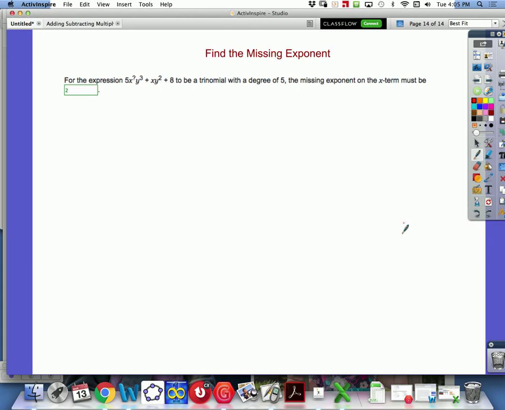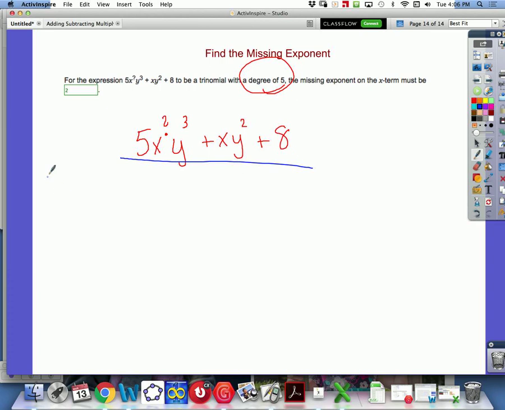Our last problem we're going to do is just to find the missing exponent. So here we have a problem, and I'm making it bigger in case you need it. It says 5x, and that's actually a question mark, not a 2, and then it says y cubed plus xy squared plus 8. And they want it to be a trinomial with a degree of 5. So if I look closer, we'll call this the degree row.